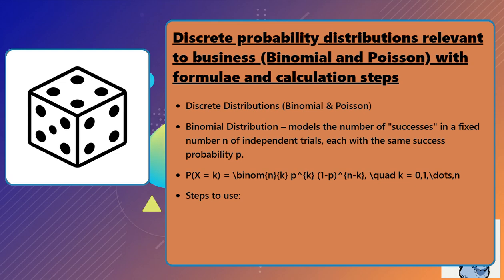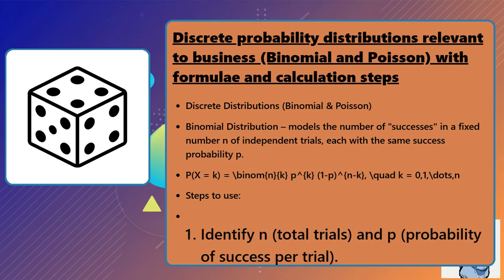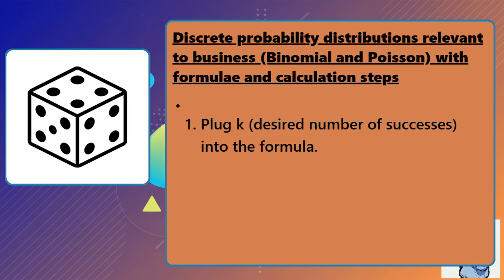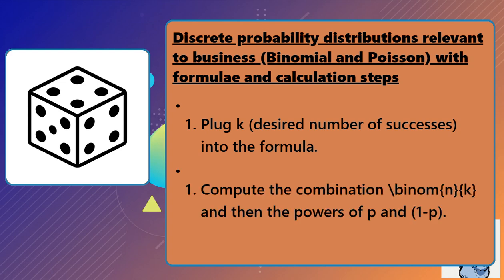Steps to use. Step 1: identify n, total trials, and p, probability of success per trial. Step 2: plug k, the desired number of successes, into the formula. Step 3: compute the combination n choose k, and then the powers of p and 1 − p.